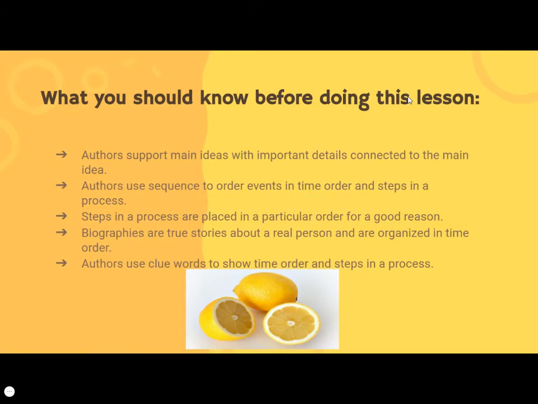What you should know before doing this lesson. Authors support main ideas with important details connected to the main idea. Authors use sequence to order events in time order and steps in a process. Steps in a process are placed in a particular order for a good reason. Biographies are true stories about a real person and are organized in time order. Authors use clue words to show time order and steps in a process.